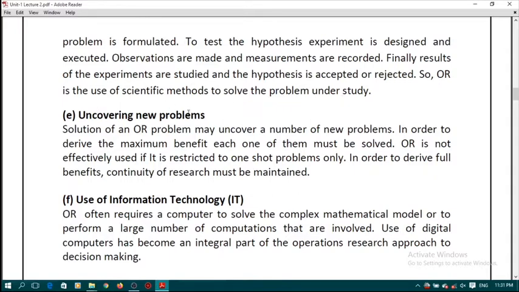Next is uncovering new problems. This is very important actually. Solution of an OR problem may uncover a number of new problems. In order to derive the maximum benefit, each one of them must be solved. OR is not effectively used if it is restricted to one short problem only. In order to derive full benefits, continuity of research must be maintained.